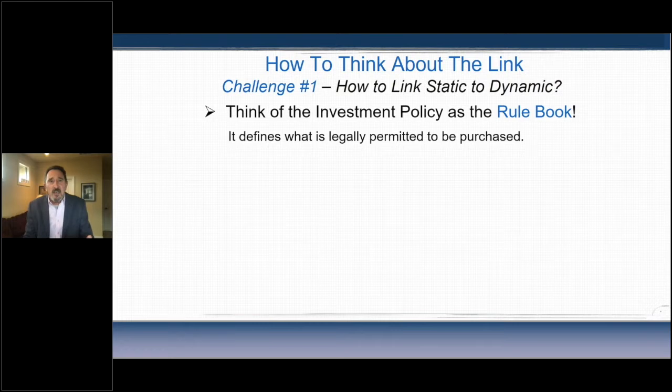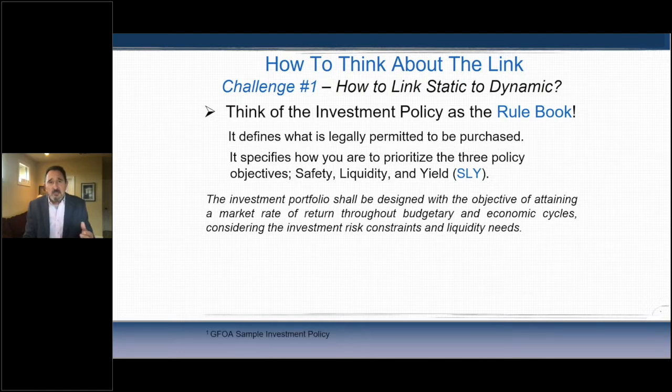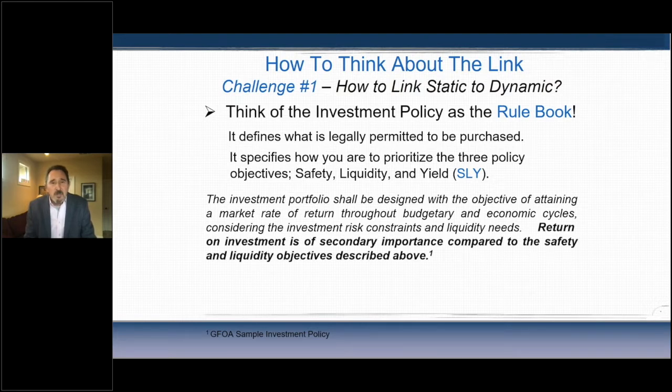It's a rule book. It's going to define what you're legally allowed to do, what you're legally permitted to purchase. It's going to specify the priority of the 3 policy objectives: safety, liquidity, and income. It basically says the following. This is right out of the GFOA sample investment policy under yield. It says the investment portfolio shall be designed, think of that as constructed, with the objective of attaining a market rate of return throughout budgetary and economic cycles, considering the investment constraints and liquidity needs. Now, what's important about this is that return on investment is of secondary importance compared to the safety and liquidity objectives described above.